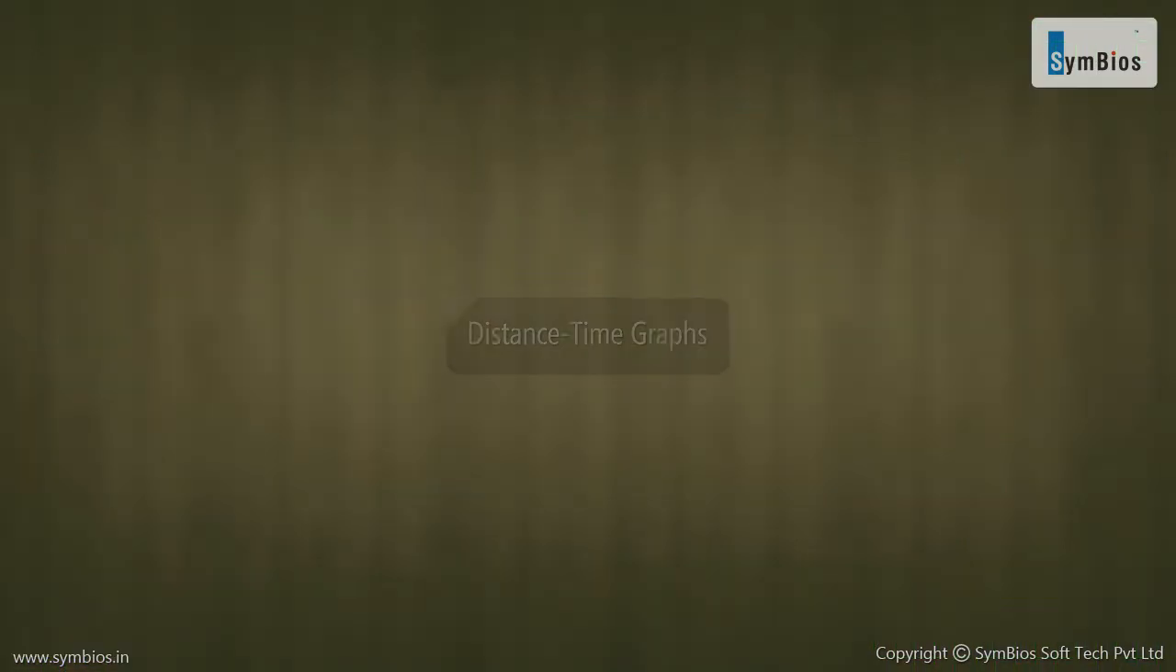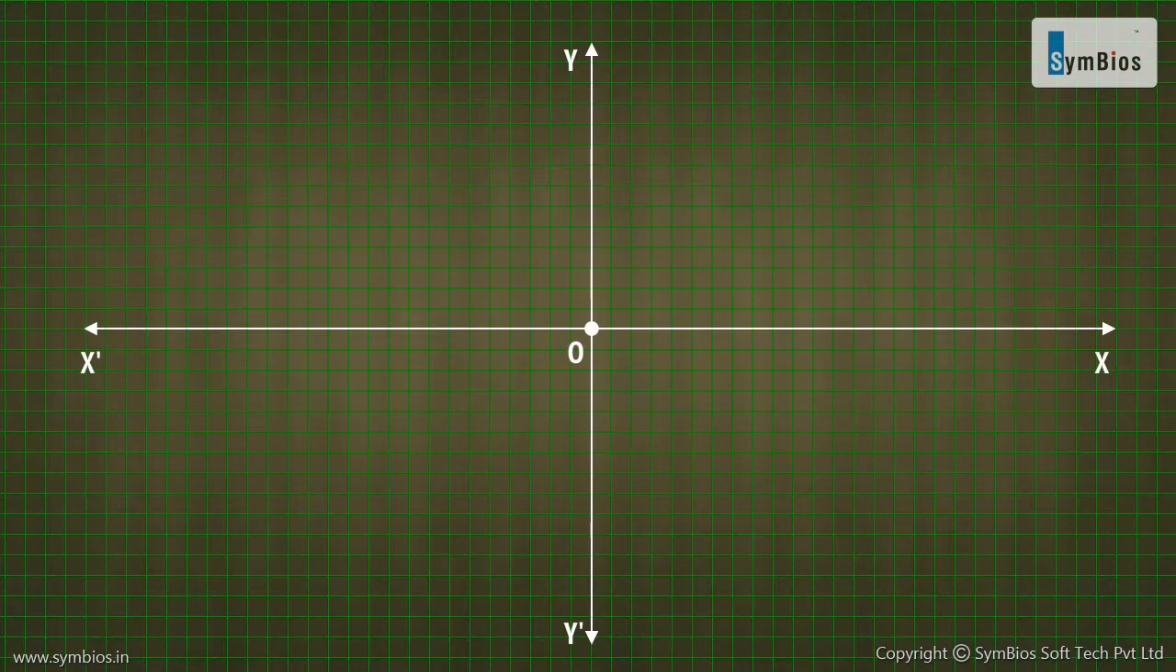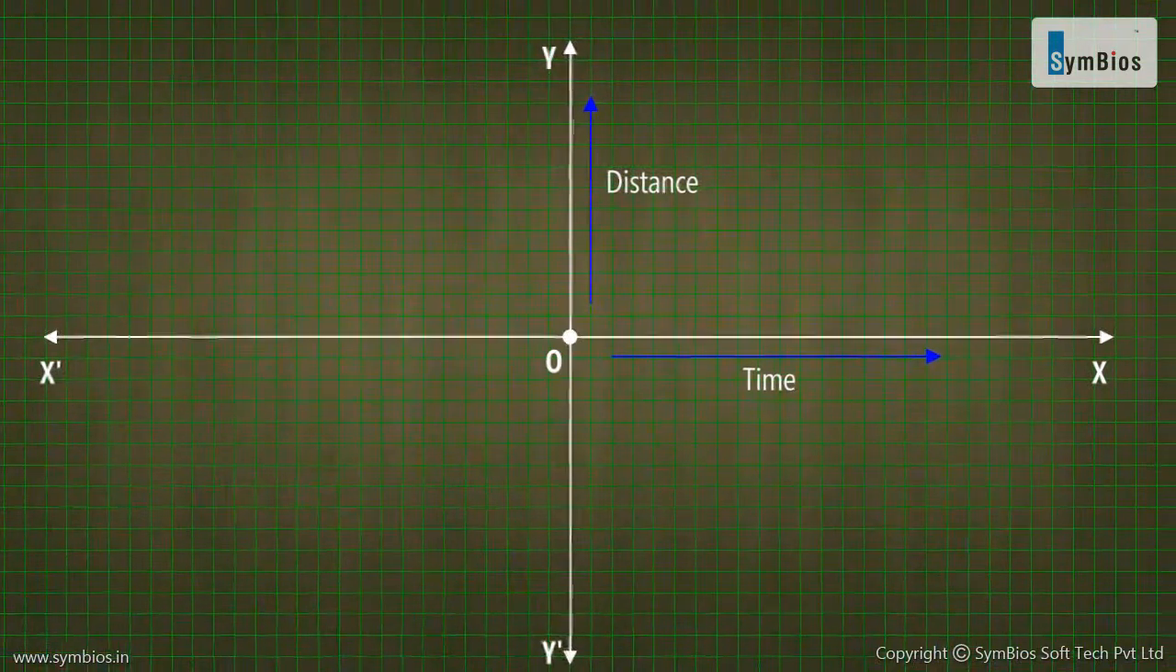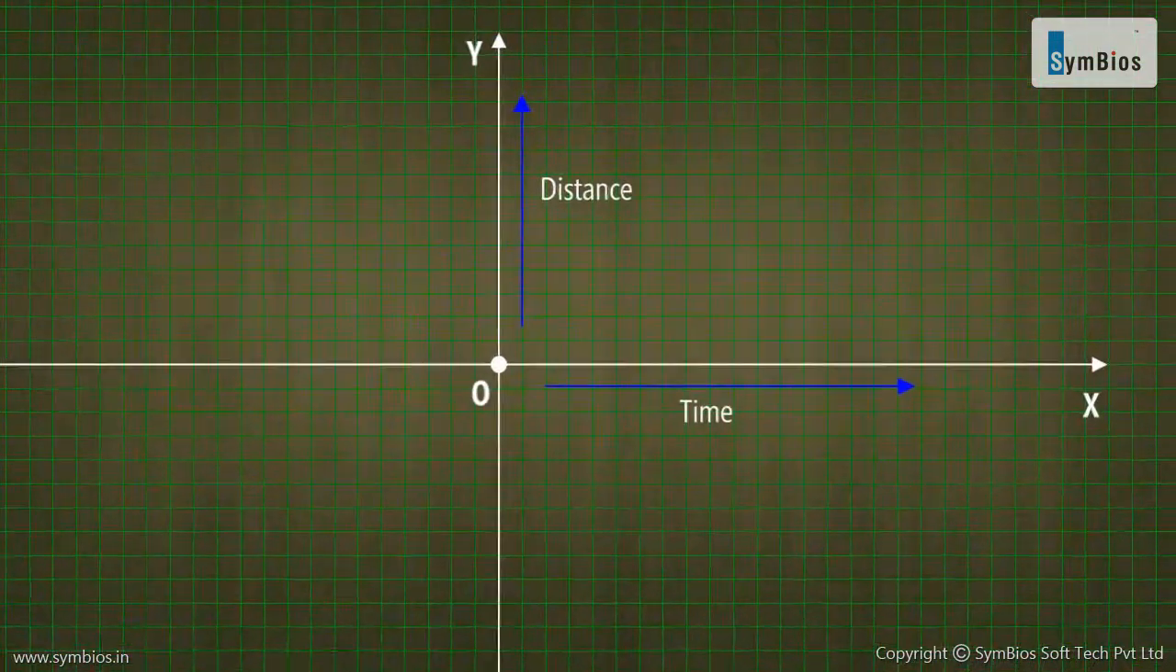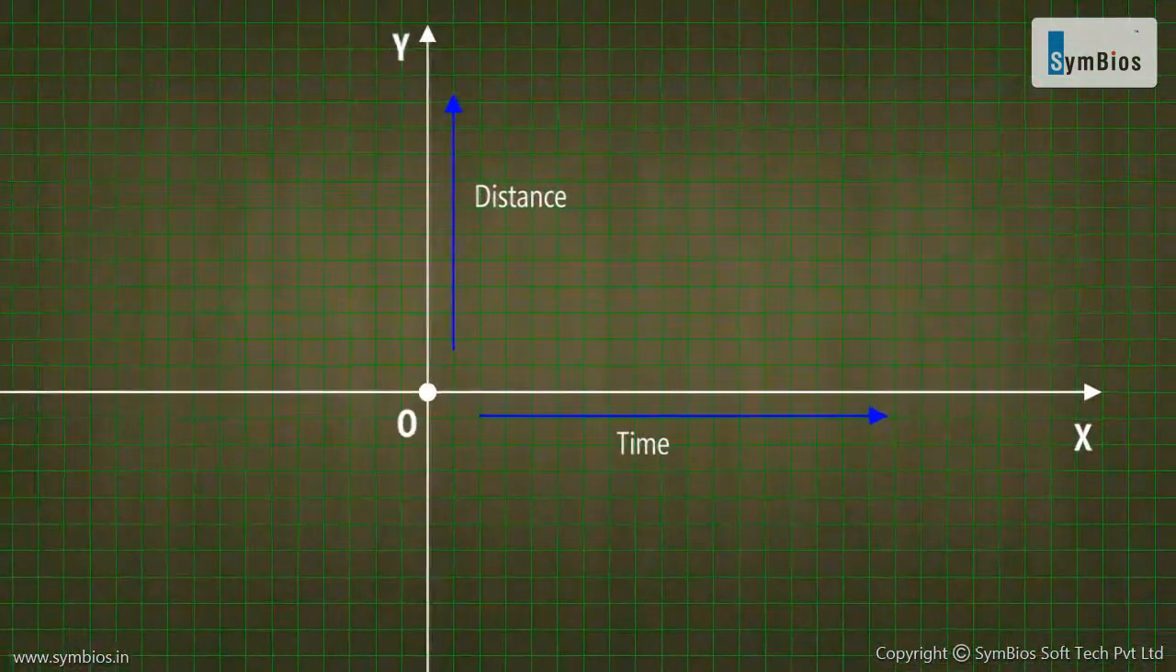Distance-time graphs. In the distance-time graph, time is taken along the x-axis and distance is taken along the y-axis. Let us employ the distance-time graph under various conditions.